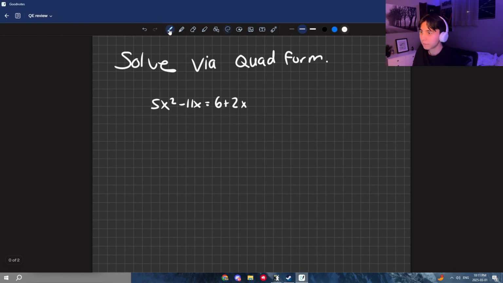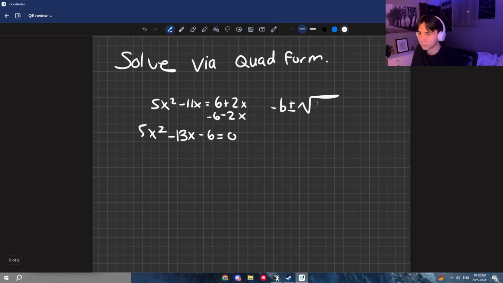So yeah, let's get straight into this one. We have 5x squared minus 11x equals 6 plus 2x. The way we can do this is we just subtract 2x and subtract 6 from both sides. So we get 5x squared, and then 11x minus 2x gives us negative 13x, and then minus 6 at the end is equal to 0. Make sure it's equal to 0 for the quadratic formula, and we have negative b plus or minus the square root of b squared minus 4ac all over 2a.